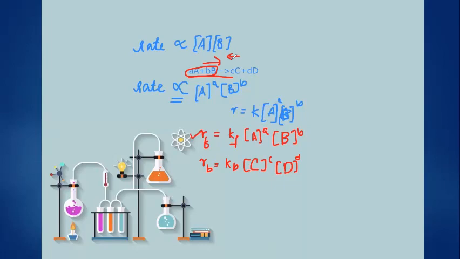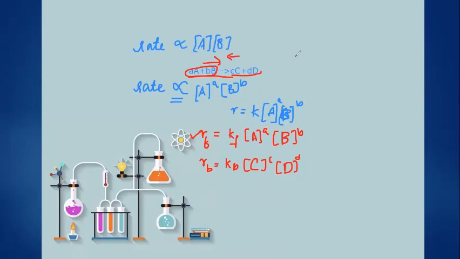Now, if we consider the backward reaction, applying the same law, it is directly proportional to the product of active masses of the reactants. Here, when we consider the backward reaction, these would be the reactants. So we have rate of backward reaction equals Kb, which is the constant, and the product of the active masses raised to its coefficient.